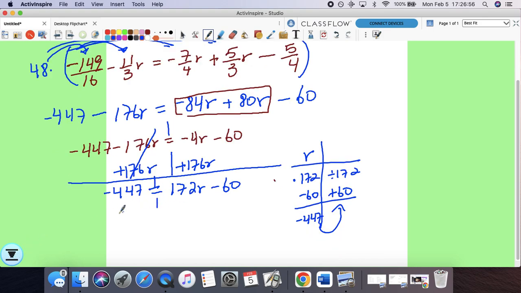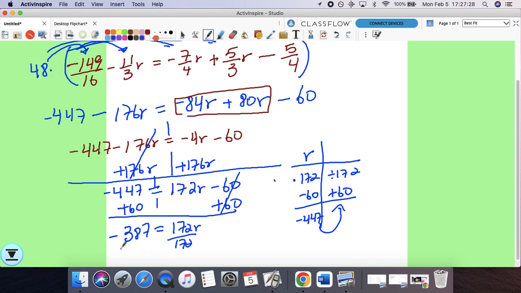So let's do that. Let's get rid of this 60 first by doing plus 60. And if I do plus 60 on this side, I must do plus 60 on the other side. That's 172r, this equals 0. And on this one, if I add negative 447, negative 447, 387 is my answer. Negative. And then I'm going to divide both sides by 172. And this goes away, so r equals negative 387 over 172. Look how pretty that answer is.